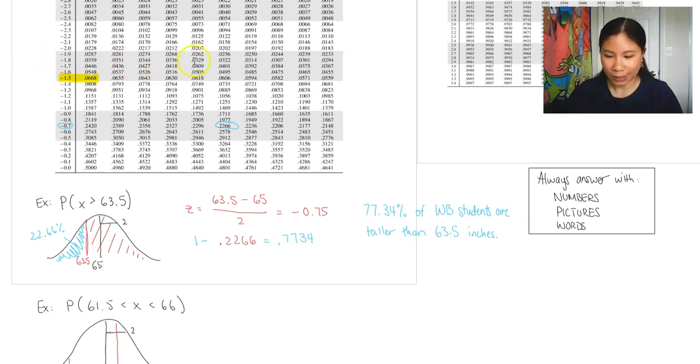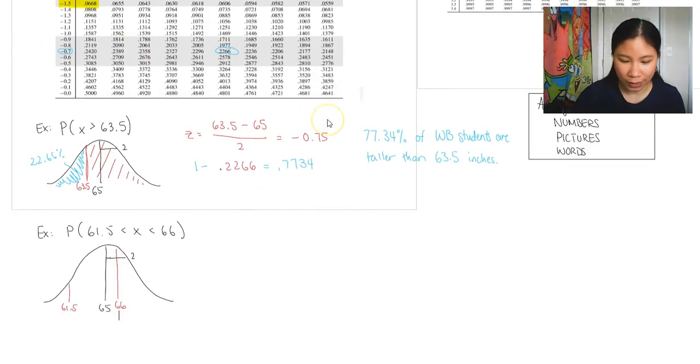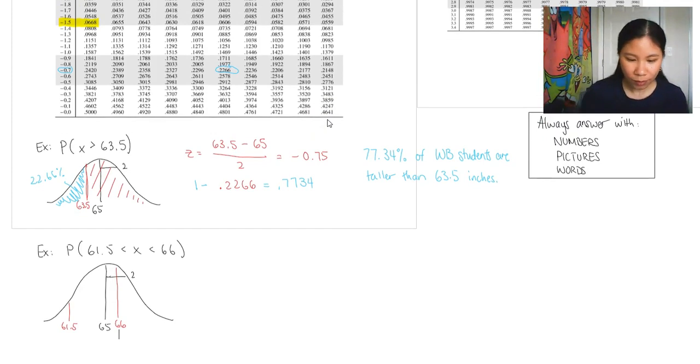So, the next example I want to do is the percentage of people between 61.5 inches tall and 66 inches tall. With this notation where you have x in the middle, x has to be greater than 61.5 but less than 66. So, between. So I drew out my picture again because, you know, numbers, pictures, and words.